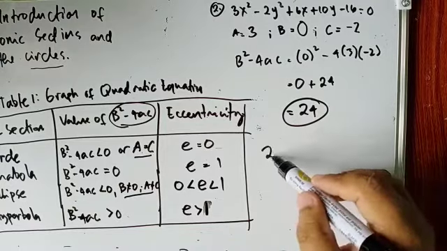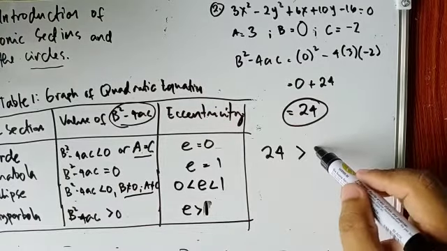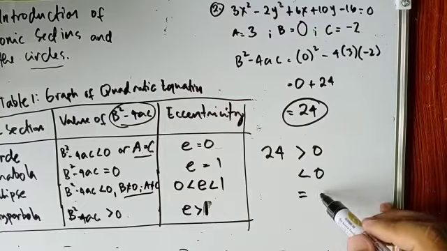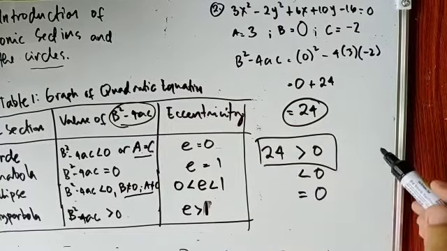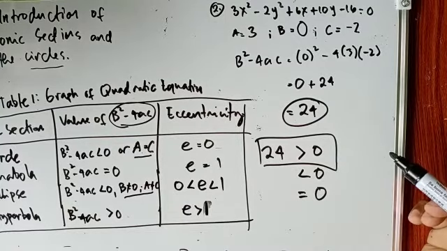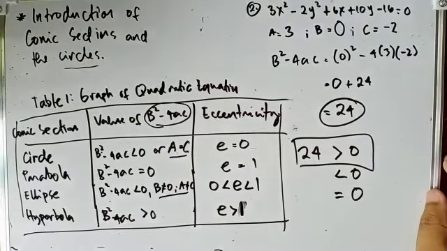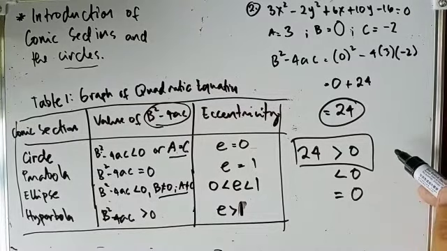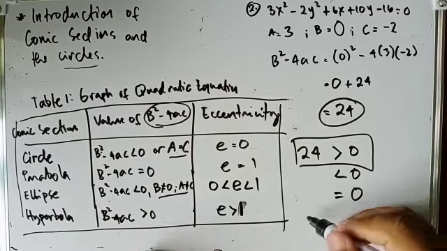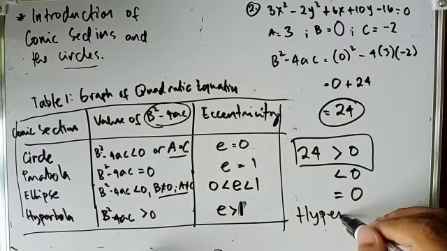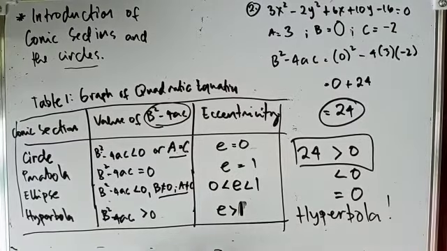Question. Si 24 ba, is it greater than 0, less than 0, equal to 0? Saan sa katlong tatlo? Yes, obviously, si 24 is greater than kay 0. So, ano naman ibig sabihin niya kung greater than kay 0 siya? Anong type of conic section siya mabibilang? Ayan, so very obvious. So, hyperbola siya. Hyperbola. Nako ha. So, ganun lang siya kadali.